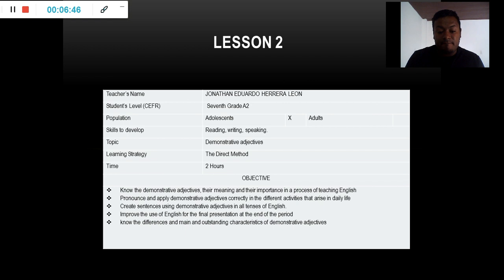In this case, the objective changes: improve the use of English for the final presentation at the end of the period in this school, and know the difference and main outstanding characteristics of demonstrative adjectives. This is the difference from the lesson 1 plan.